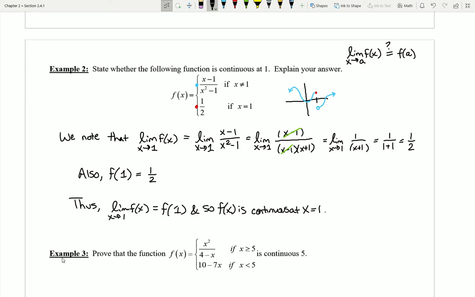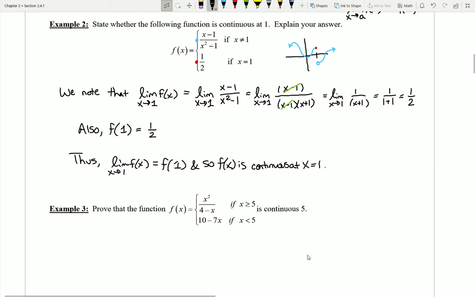Let's take a look at example number 3 now, and we're still going to be using this definition of continuity here to answer the question here in example 3. This question says, prove that the function f of x, oh gosh, which is again even more complicated than the one before, show that this is actually a continuous function at x equals 5. Okay, so again, it can be helpful to try to think about kind of like a mock picture of what this function might look like.